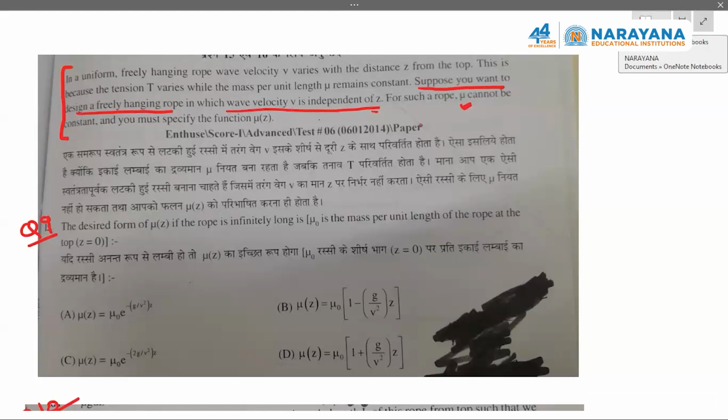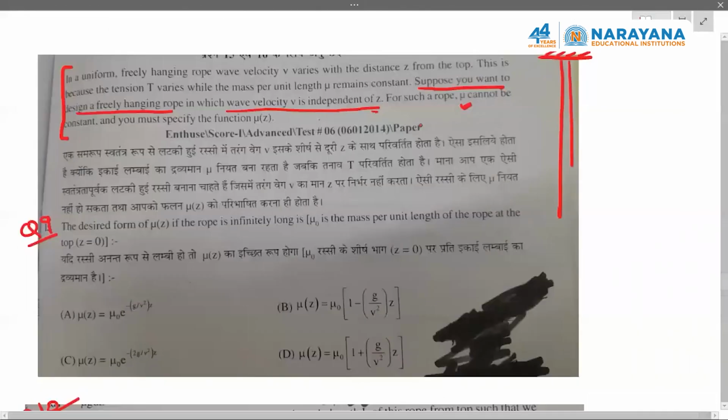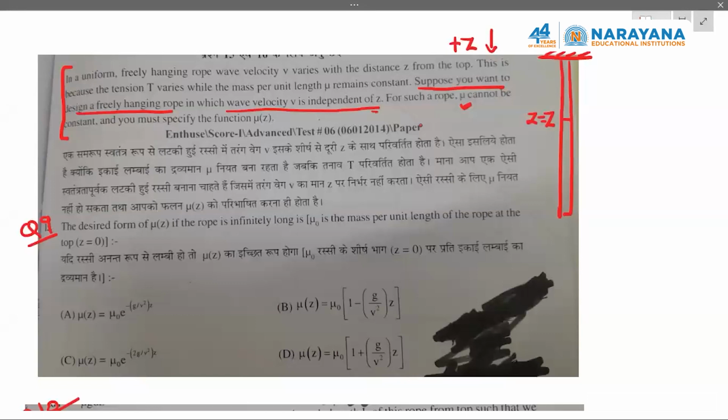V remains a constant. Let me just draw it like this. If this is my wave string on which a pulse has to move, and he has already given that you have to take z equal to 0 as the top, and positive z is in the downward direction, right? So when you say that it is independent of z, what kind of function it will have? I think all of us can find out. I'm talking about a general z. So v is equal to root of tension at that z upon mu as a function of z. So basically, we are saying that v(z) squared times mu(z) is equal to T(z). That is my first equation.